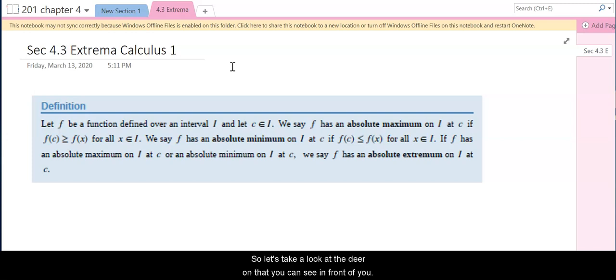So let's take a look at the theorem that you can see in front of you. This theorem is basically making a mathematical statement of what it means to be the absolute maximum at the point x equals c over some interval I. That means that the y value at c, f of c, is higher than or equal to all other y values over the interval. Now, let's go on and take a look at another theorem.